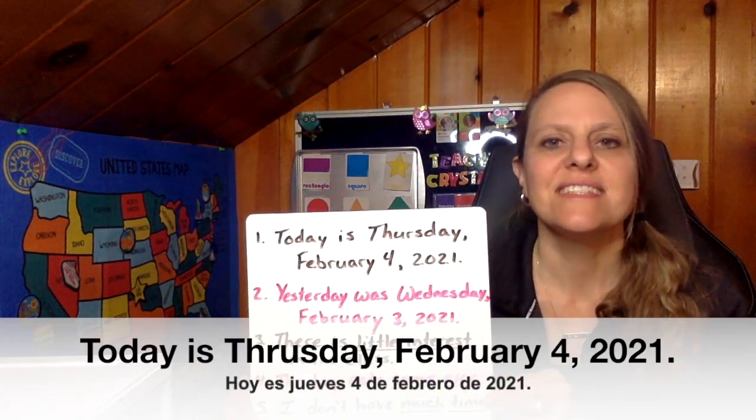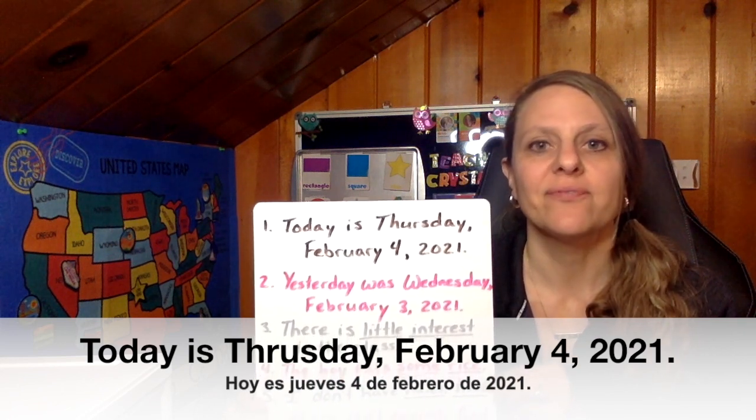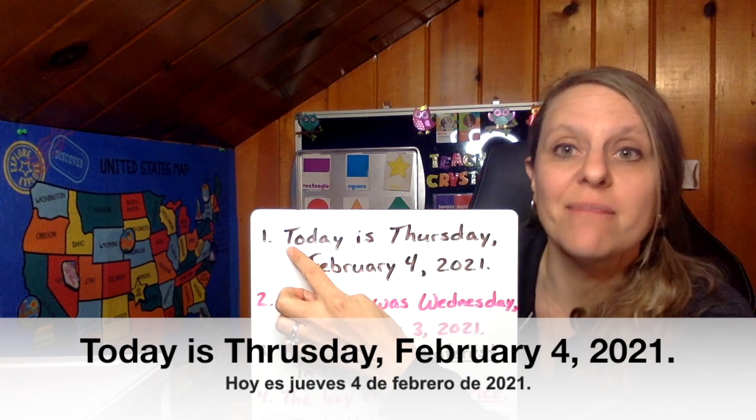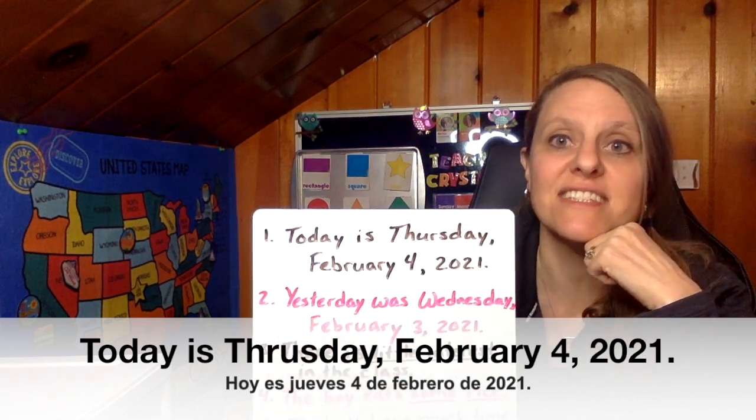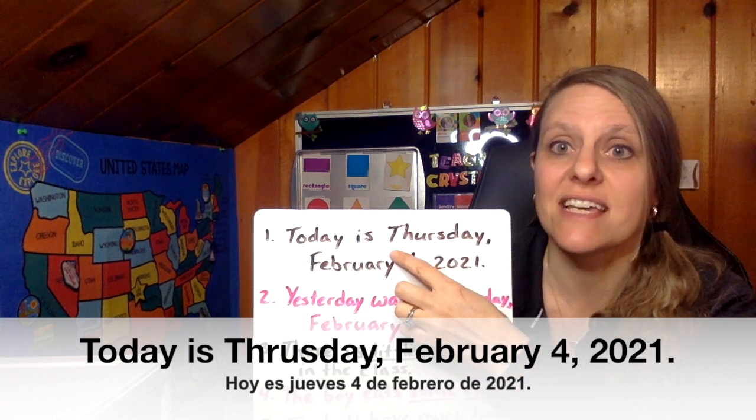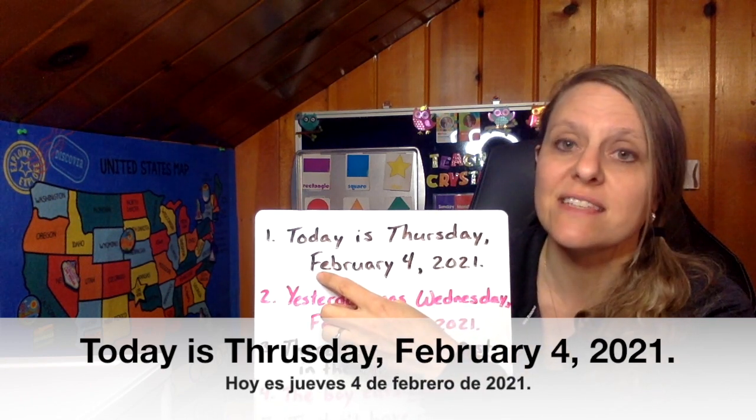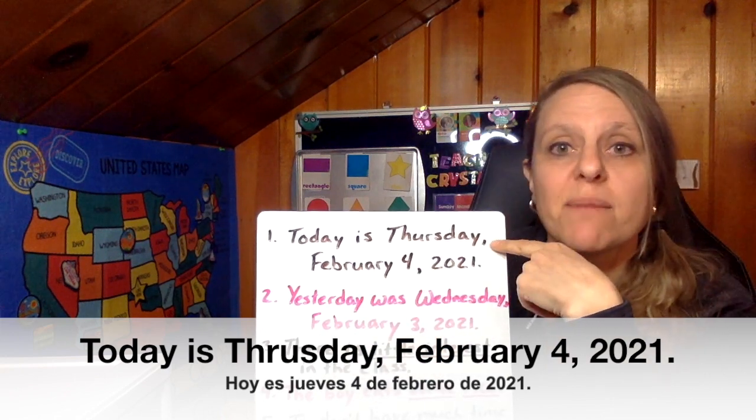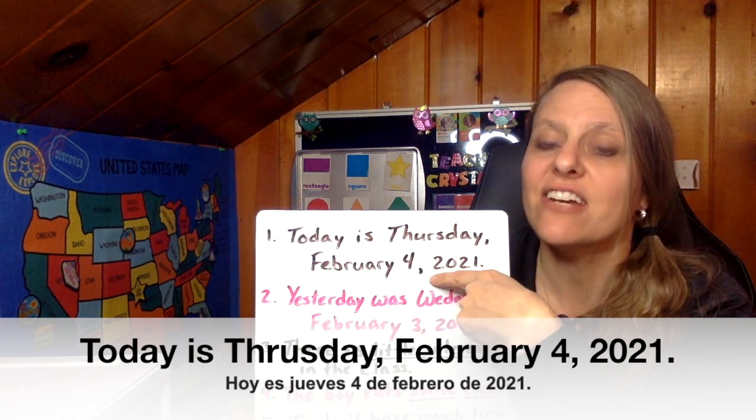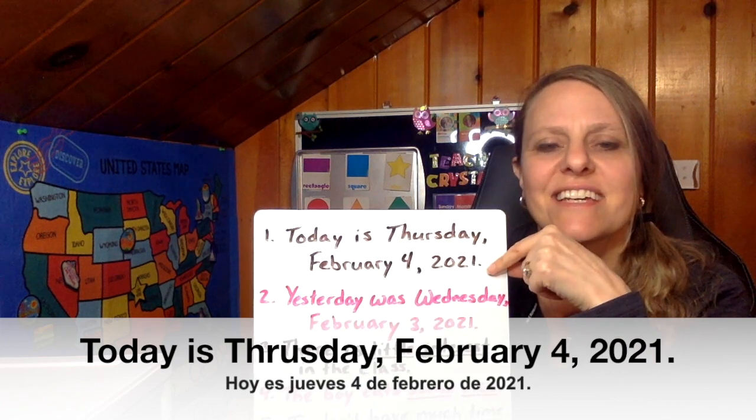Number one, today is Thursday, February 4th, 2021. Remember, you should have a capital T for today because every letter at the beginning of our sentences starts with a capital letter. A capital T for Thursday because it is a specific day of the week. A capital F for February because it is the month. We have a comma that separates the day and the month, and a comma that separates the date and the year. And of course, it ends in a period. It is a telling sentence. It gives information.